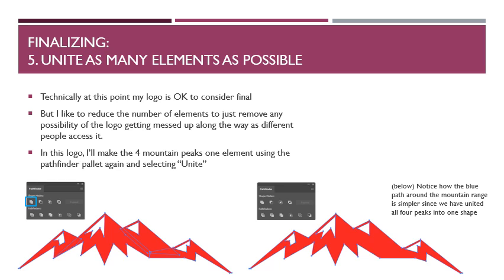One thing I can definitely do on my logo is those 4 mountain peaks can become one shape, because they're all overlapping, they're the same color, they're just grouped right now. There's no reason that they can't just become one red shape. So I'm going to use the Pathfinder palette again, select all 4 peaks, and use that first button, which is Unite. You can see in the screen grabs what was 4 different shapes has now been simplified into one large shape now that I've united it.